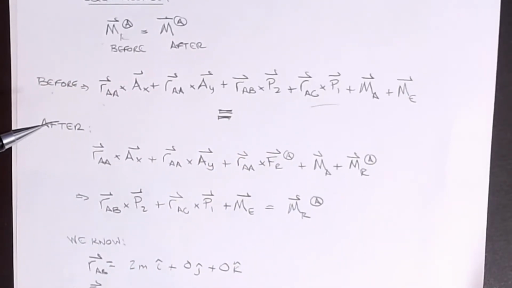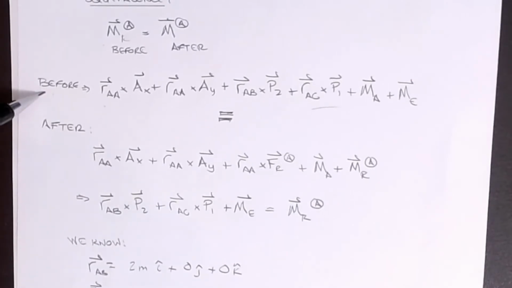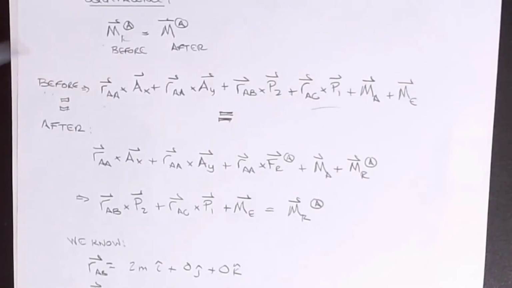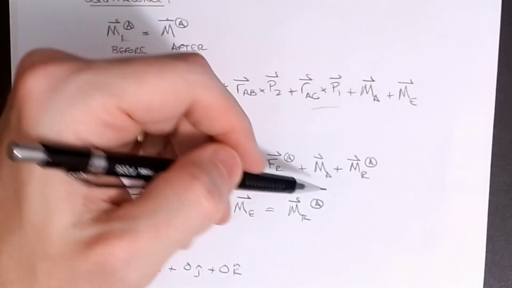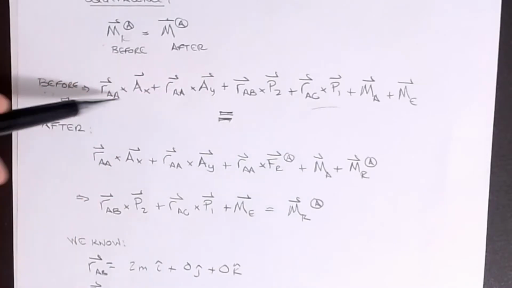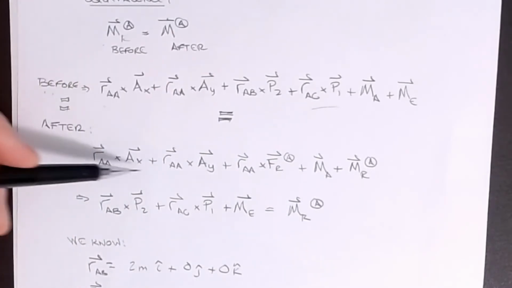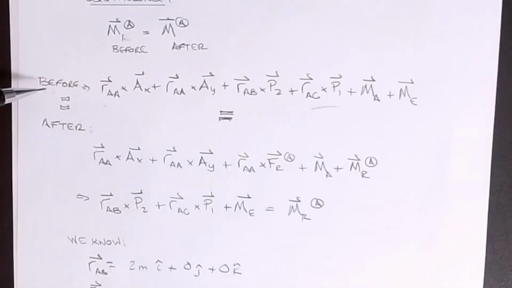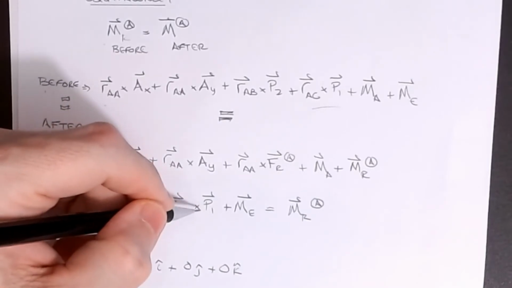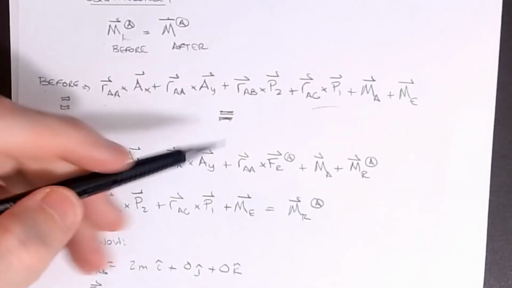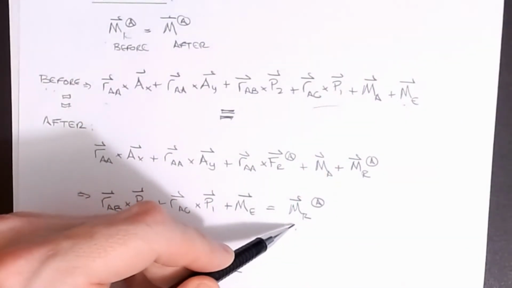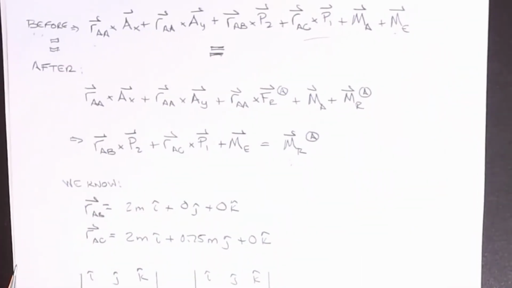If I set before equals after, you notice again that the AX, AY, and MA terms are common to both. Again, the support reactions have to be the same in before and after, and so this proves it. They cancel each other out, so I don't have to worry about them. The only things left on the before side are RAB crossed into P2, plus RAC crossed into P1, plus the ME vector that was applied at point E. All of that is equal to my moment resultant when it's relocated to the A location. Super easy.